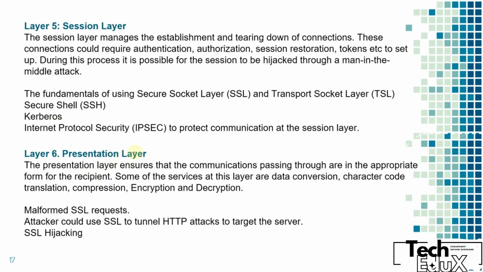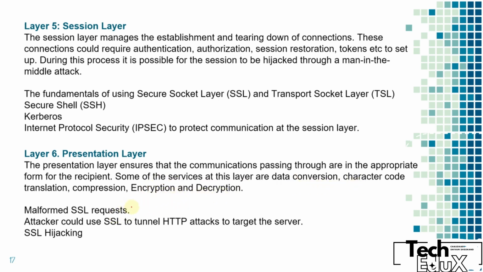In the last, we have presentation layer. Sorry, we have one layer after that. So the sixth layer is the presentation layer. The presentation layer ensures that the communication passing through is in the appropriate form for the recipient. Some of the services at this layer are data conversion, character code translation, compression, encryption, and decryption.